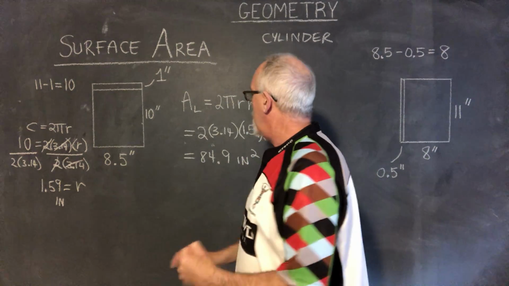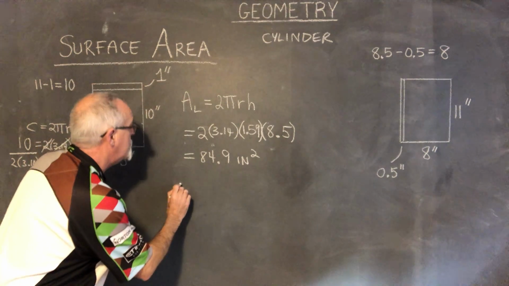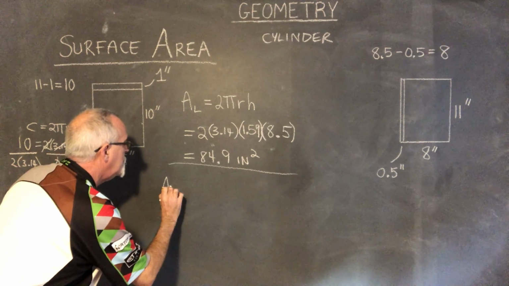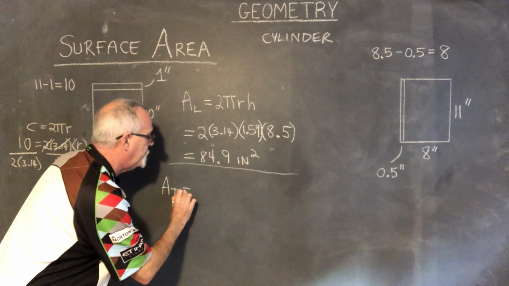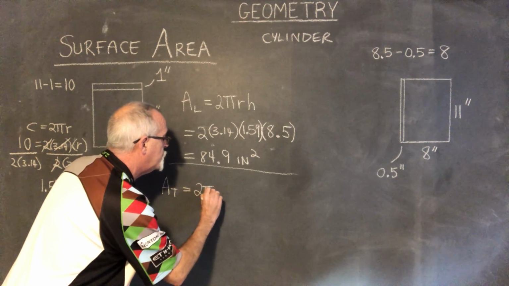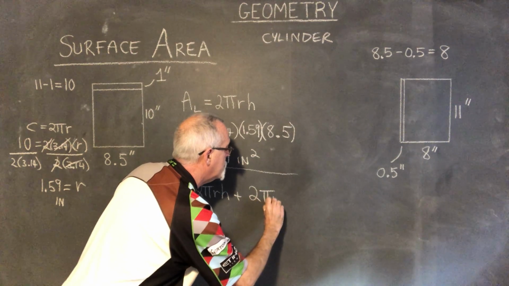It's a math lab. Okay, I want to find the total area, and I'm going to call that AT. So A sub T, I'll put a little line here. A sub T has a formula, and it is 2 pi RH plus 2 pi R squared.